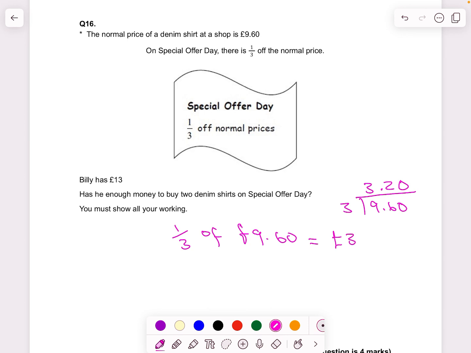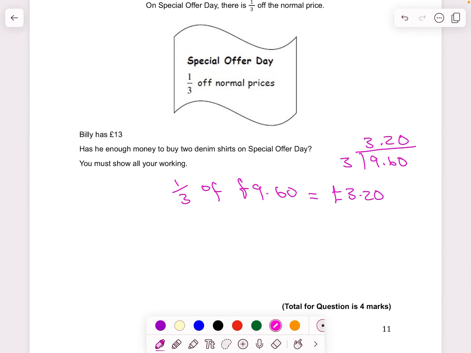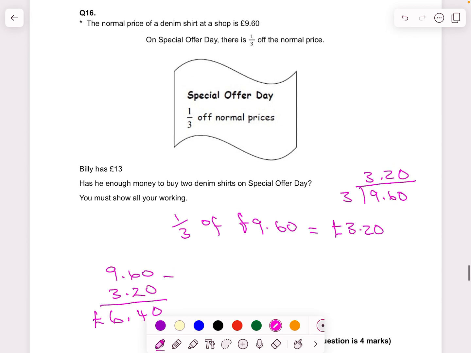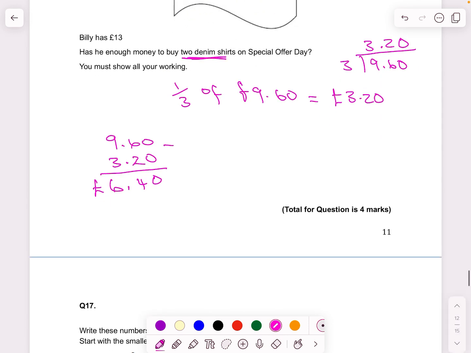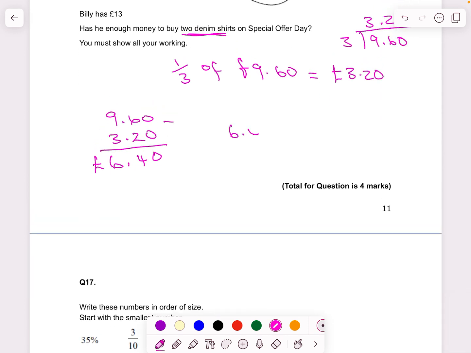£9.60 is £3.20. Now that's not saying that's how much the denim shirt is now. That's how much they've taken off the price. So you need to do £9.60, take away £3.20 to find that the cost of one shirt is £6.40. But he wants to buy 2 denim shirts. So I need to do £6.40 plus another £6.40. It means that he wants to spend £12.80 on a denim shirt.